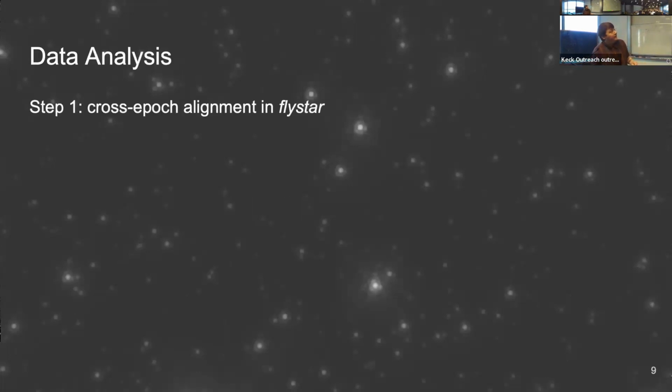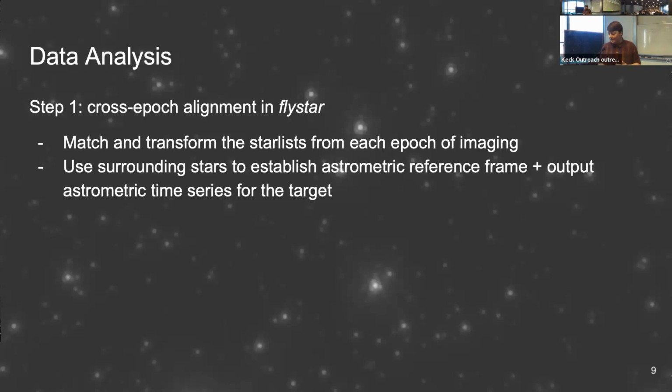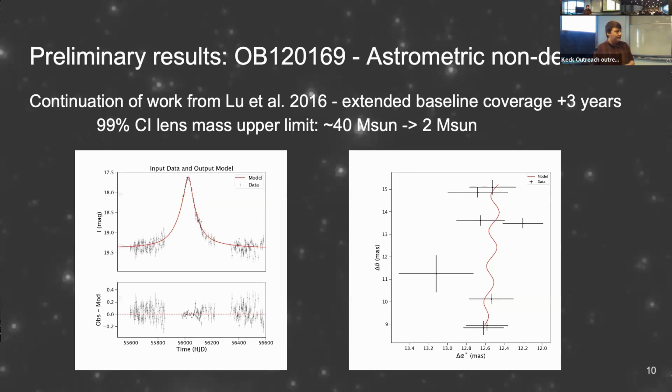So to analyze this data, we take those star lists produced from each epoch of data and use our FlyStar code to match and transform them. And so this uses the surrounding stars in the image to establish our astrometric reference frame and will output an astrometric time series for our target. We can then take that astrometry data and combine it with any photometric data from surveys that picked up this event and fit our microlensing event with the Bayesian analysis of gravitational lensing events software, or BAGEL. And so this performs a joint fitting of the photometry and astrometry for our event.